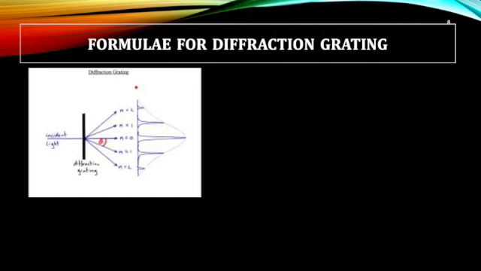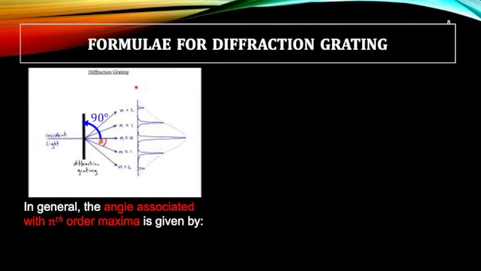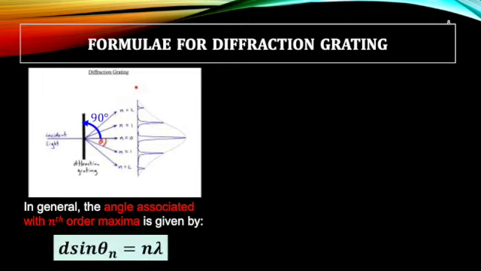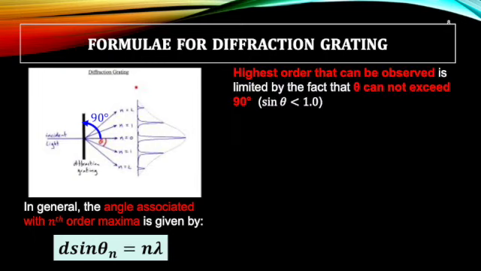Theta is at most 90 degrees, from the diagram. Generally, the angle associated with the nth order maximum is given by d sin θ equal to nλ. The highest order that can be observed is limited by the fact that θ cannot exceed 90 degrees, which means sin θ is less than 1.0.